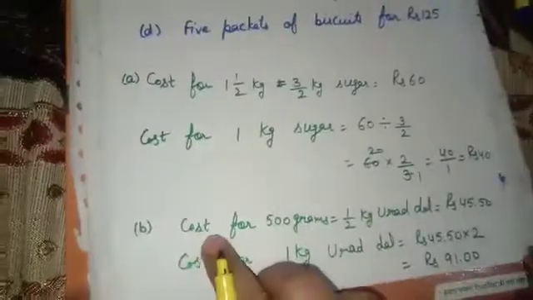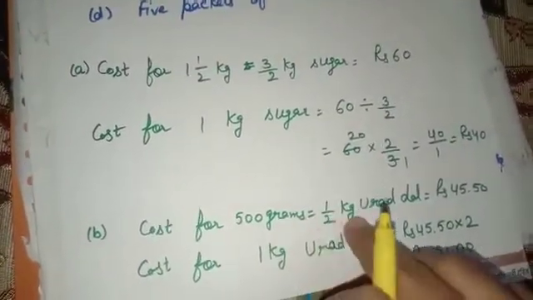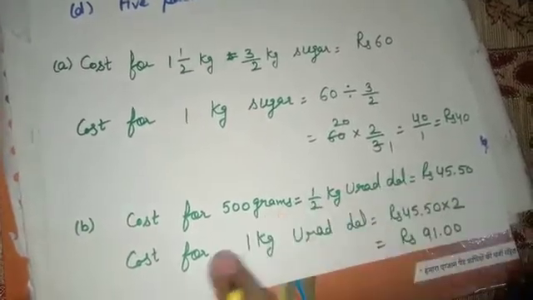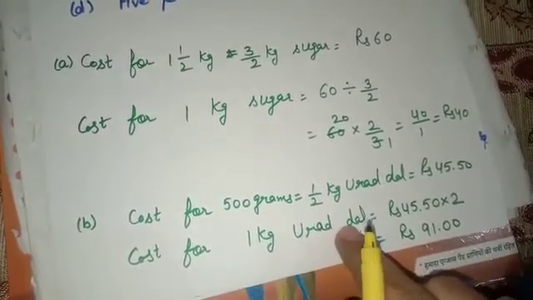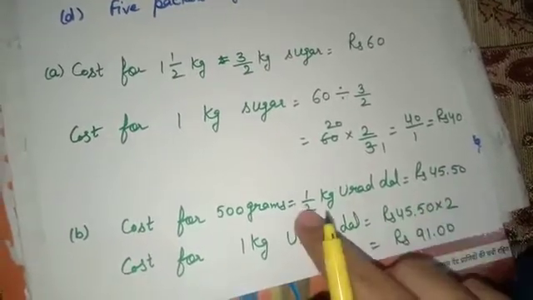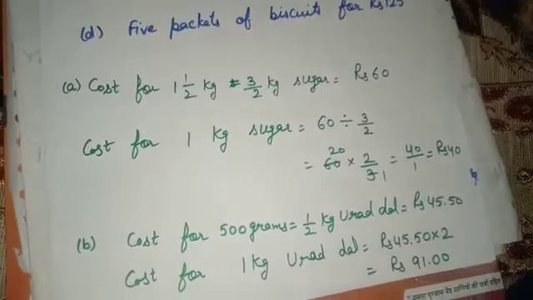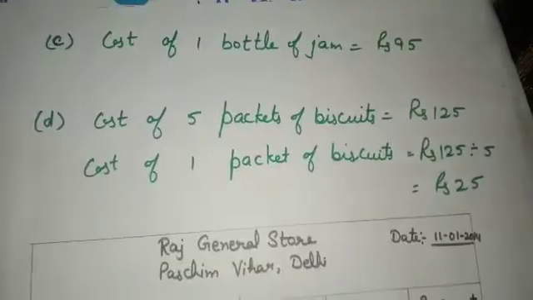Okay, for B part, 500 gram urad dal is given, so the cost for 500 grams means 1 by 2 kilogram urad dal is given. The cost of 1 kilogram urad dal will be multiplied by 2. It means division of 1 by 2 means multiplied by 2. It will be 91.00.